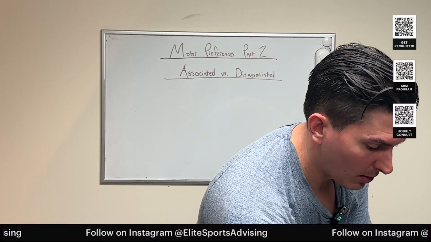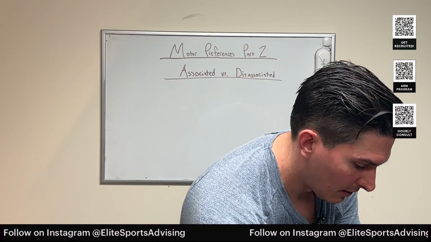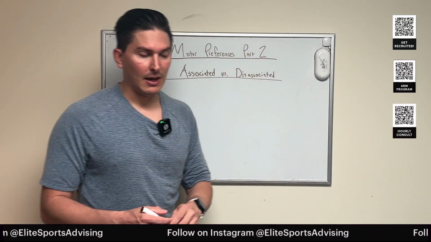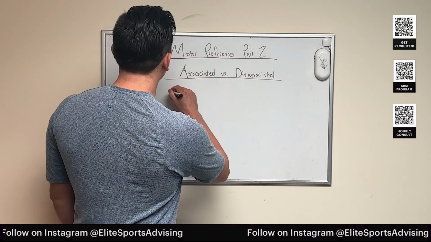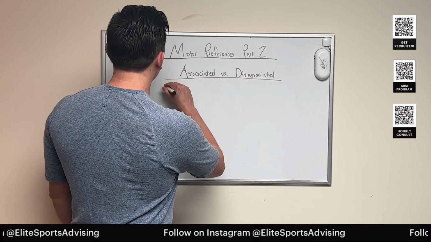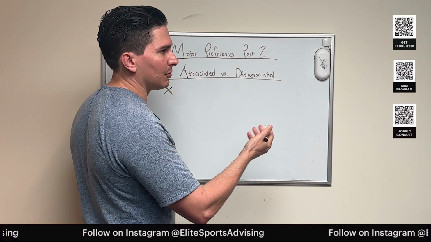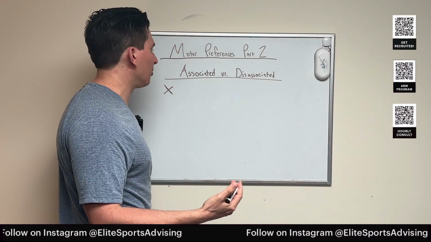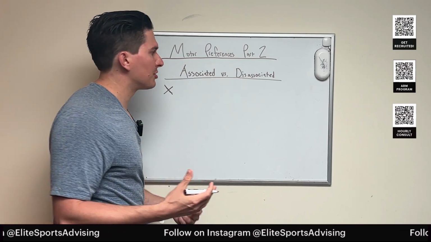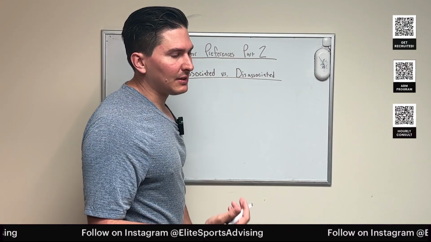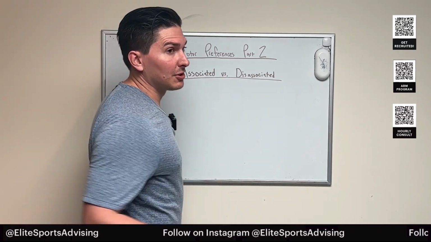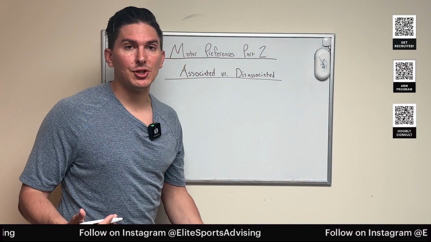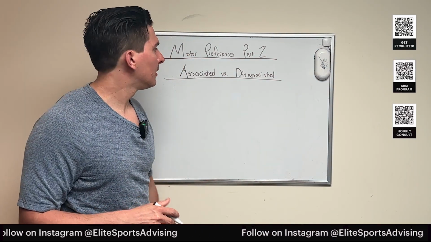So motor preferences, associated versus disassociated. Now, again, I told you guys, this has to do with that X factor. One of these planes being your hips, one of these being your shoulders. So this is about the hip-shoulder separation. And essentially what is being said is, yeah, some guys are going to have large hip-shoulder separation. We're going to get into why that is.